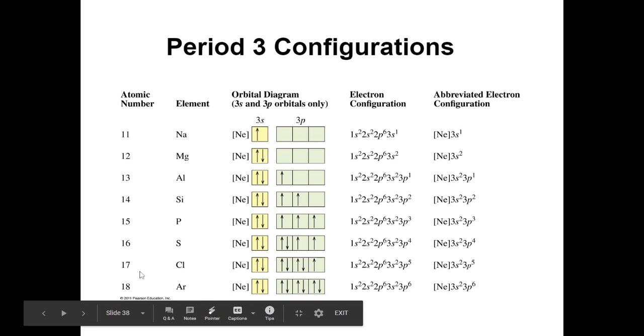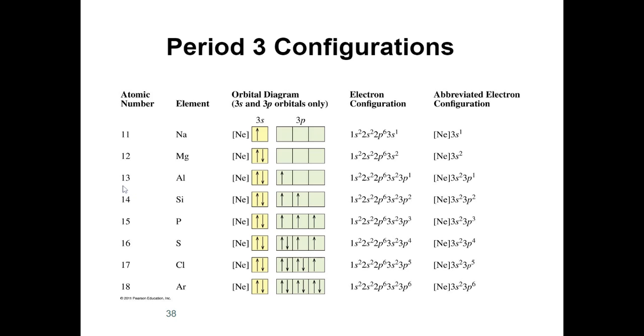Neon. Okay, so Na, let's see. I'm going to use Al. Aluminum is 13. So its electron configuration is this. Orbital diagram, they just shortcut it, but just focus on this one. This is the electron configuration, so 10, 12, 13. So instead of writing the full electron configuration, noble gas notation, or abbreviated electron configuration, allows you to shortcut into a noble gas.